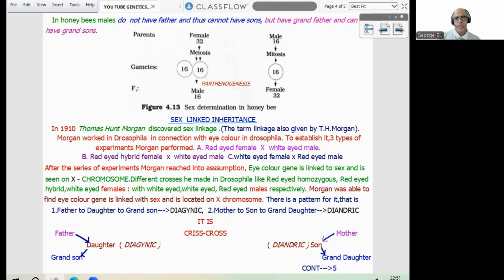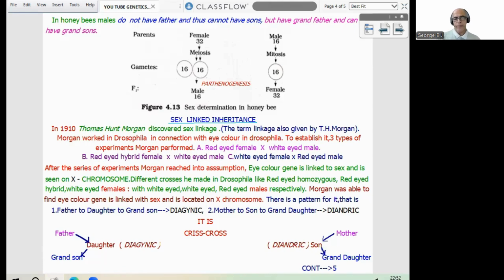One, eye color in Drosophila, where Morgan performed 3 types of experiment. First one, red-eyed female with a white-eyed male. Second one, red-eyed hybrid female, because red eye is dominant, crossed with the white-eyed male. Now, white-eyed female crossed with the red-eyed male.